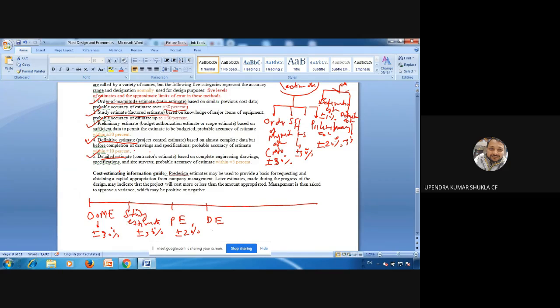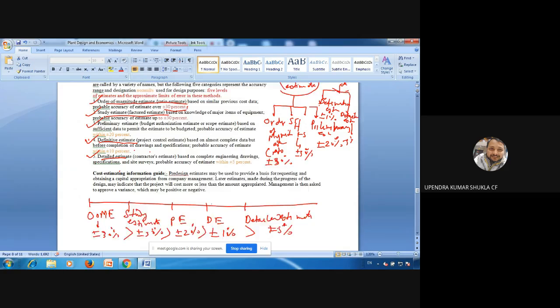we also call it project control estimate because that is based on almost complete data but before completion of drawing and specification. The probable accuracy of that estimate is plus minus 10%. All right. Then there will be a detailed estimate. In a detailed estimate, the error is very low. Probable accuracy of estimate is within plus minus 5%. So you see increasing order, decreasing order in this direction.